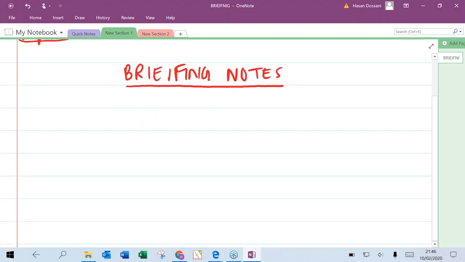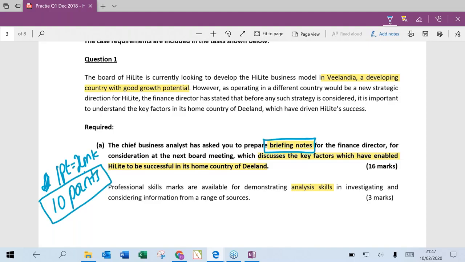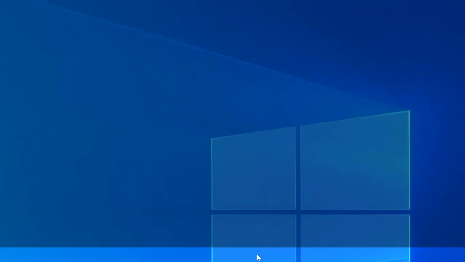Then in a briefing note, you need to mention 4 things. FAO, which means for attention of, but you just write FAO, then you say from, then you say subject, and then you say date. Okay. So FAO means for attention of. So whom do you think this report is to be addressed to? It will be mentioned in the case. Right, we prepare briefing notes for finance director.